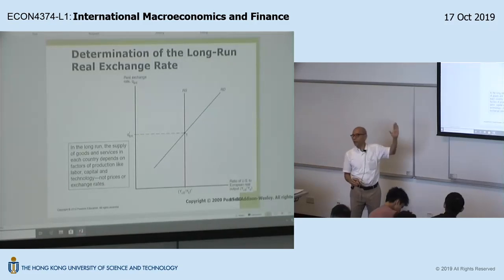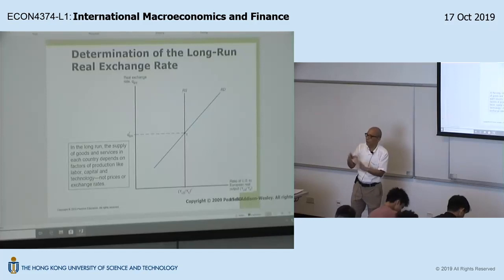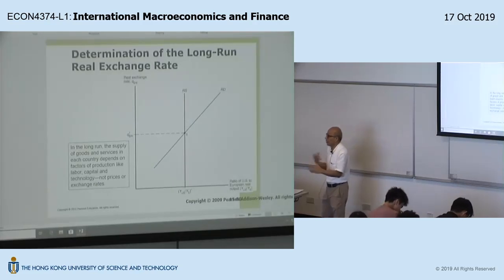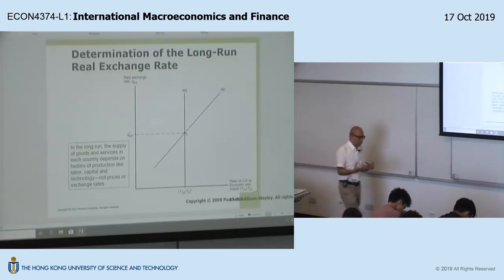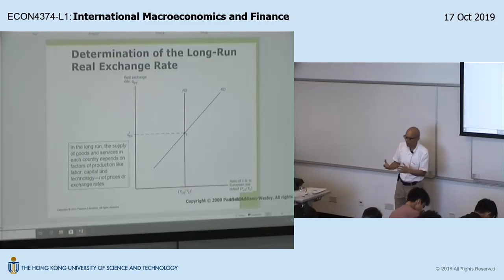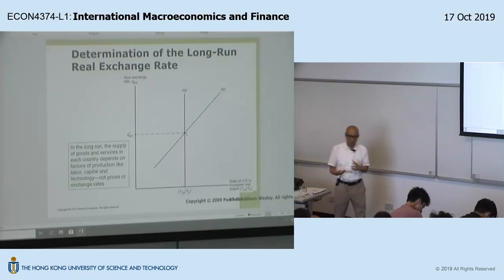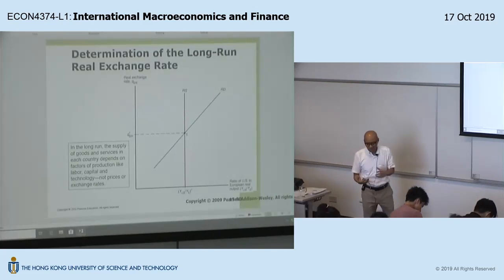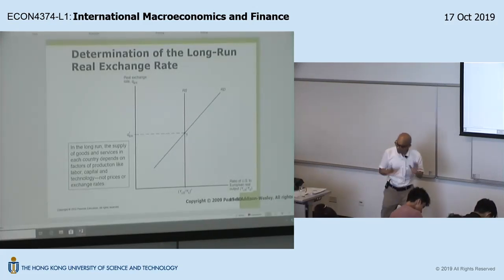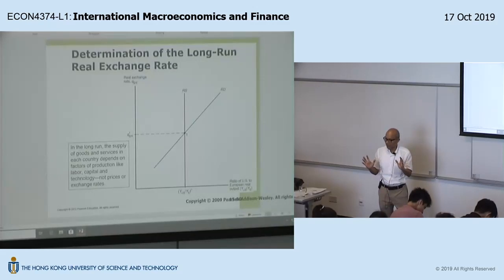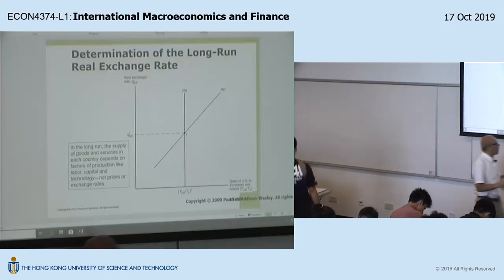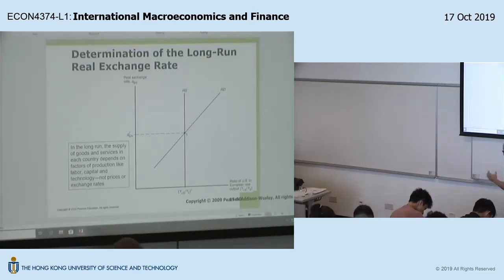So that's why it is vertical, because it is supposed to be independent of the relative price of the European goods to that of the U.S. goods, right? So that's the supply side. Okay, does that make sense? It's a little bit abstract, but you can think of it in the real world.